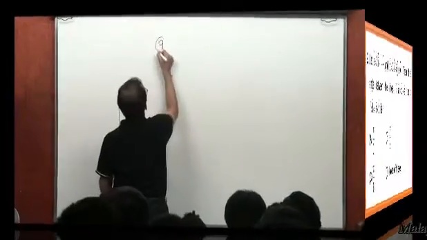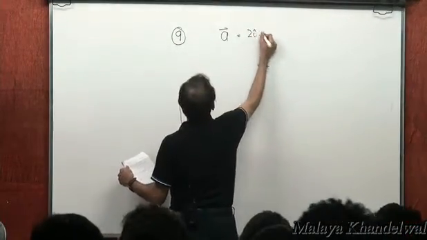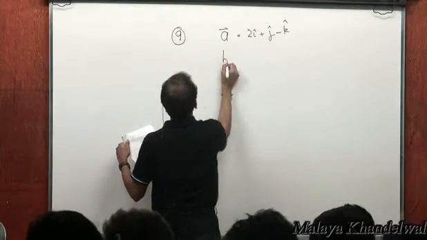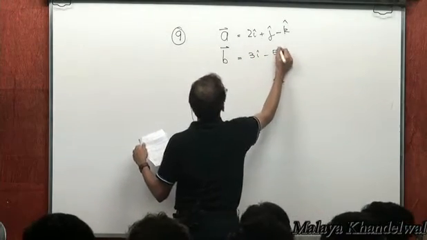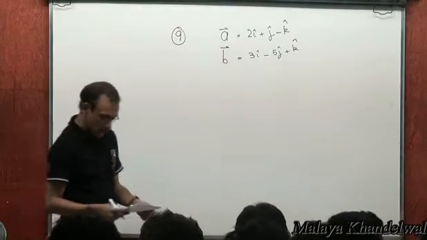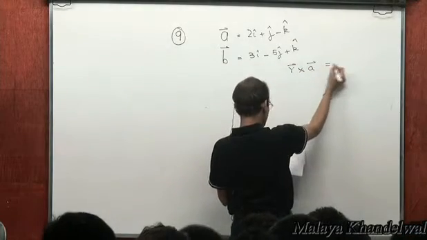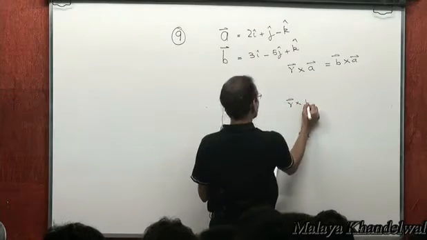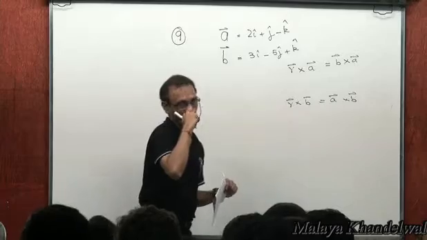Problem 9. We have a vector A given by 2i cap plus j cap minus k cap, and a vector B given by 3i cap minus 5j cap plus k cap. These are two constant vectors. And we have a line R cross A is B cross A, and another line R cross B is A cross B. Let's be sure that these represent lines.